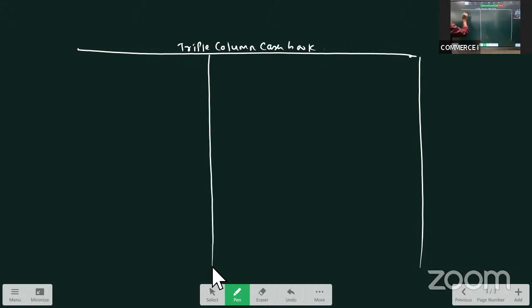So let us get ready with the format. Triple column cash book.